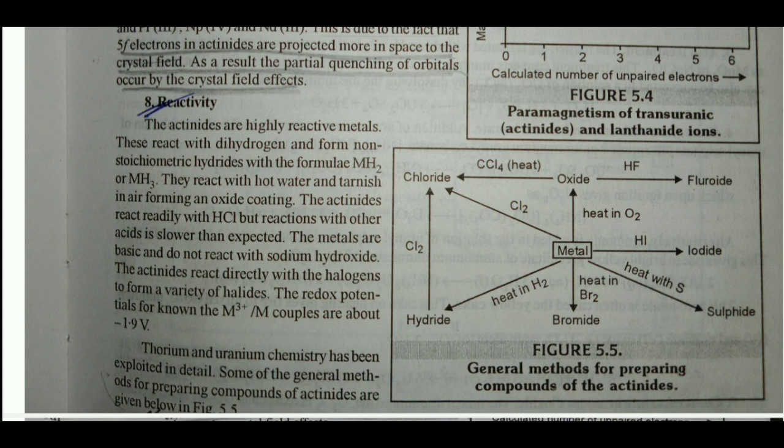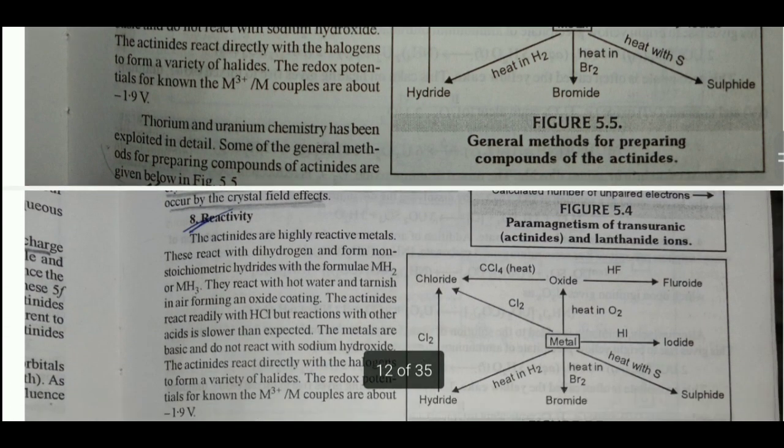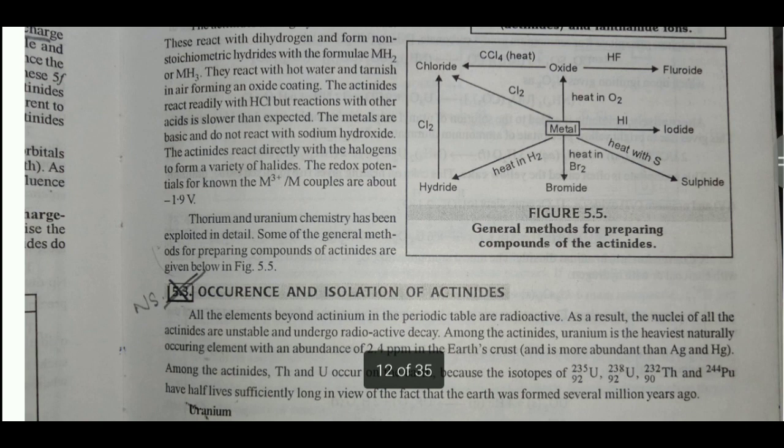The redox potential for the M3+/M couples is about minus 1.9 volt. Thorium and uranium chemistry has been exploited in detail. Some of the general methods for preparing compounds of actinides are given below in figure 5.5.